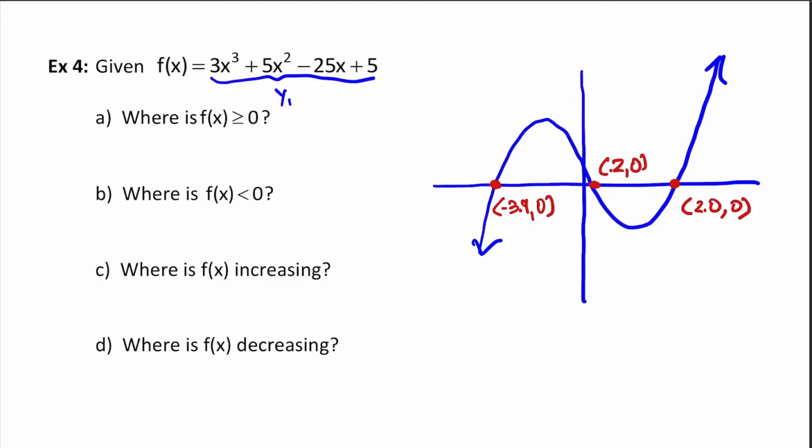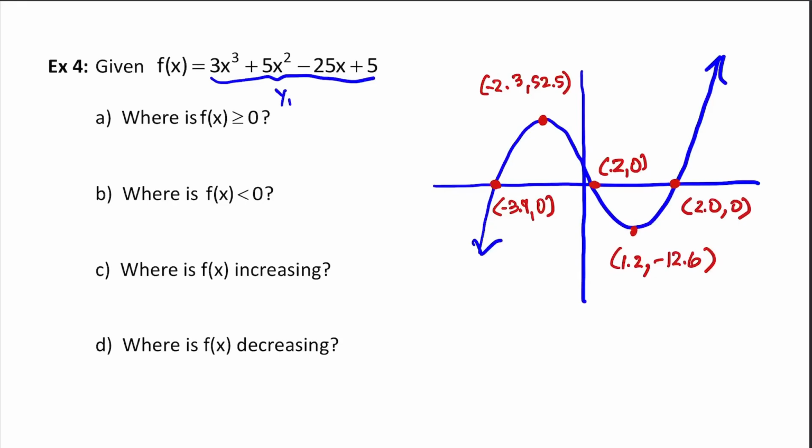Next, I define my relative maxes and mins, second calc maximum, left bound, right bound, guess. And for that one, I got negative 2.3, comma 52.5. And this one right here, I got 1.2. I did second calc minimum, comma negative 12.6.